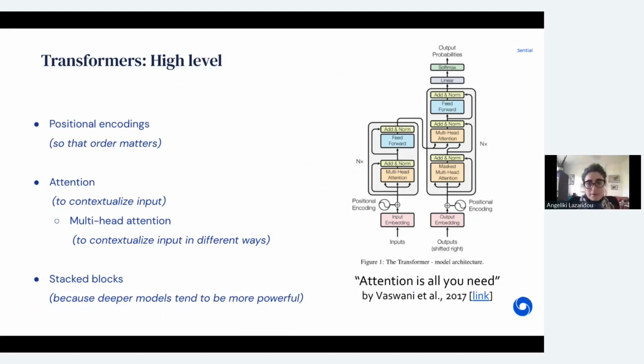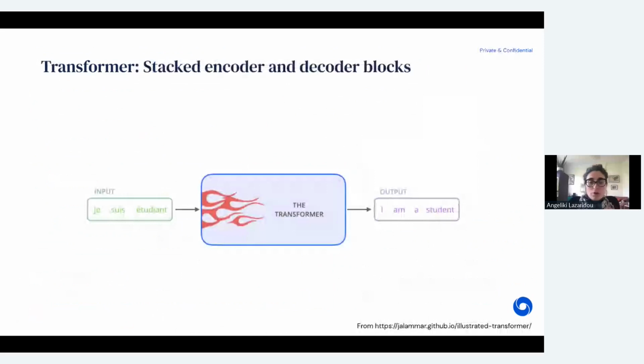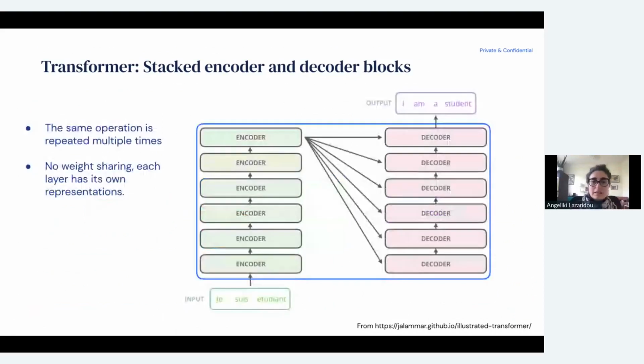The original transformer paper was actually stacked blocks of an encoder and decoder. What this means is that it took as input a sequence, passed it through the encoder-decoder blocks, and then produced an output sequence. To unpack it a bit more, the encoder-decoder blocks are nothing else than the same operation, for example, the encoder operation, repeated multiple times. So the same operation in a for loop.